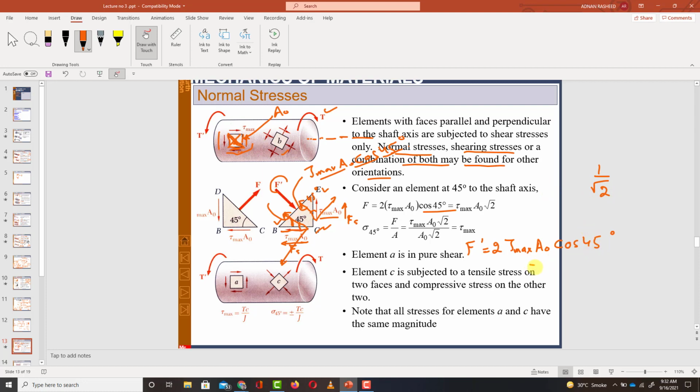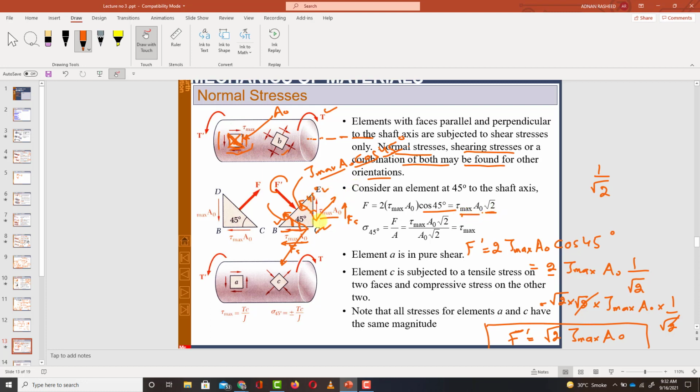Clear? So if you put 1 over under root 2 in place of cos of 45 degrees, we can write the 2 as the product of under root 2 multiplied by under root 2, because they will multiply and give you again 2, times tau max into A naught into 1 over under root 2. So this will cancel with this, and we will get F dash equal to under root 2 tau max into A naught. Clear? Yes, sir. Tau max A naught into under root 2.